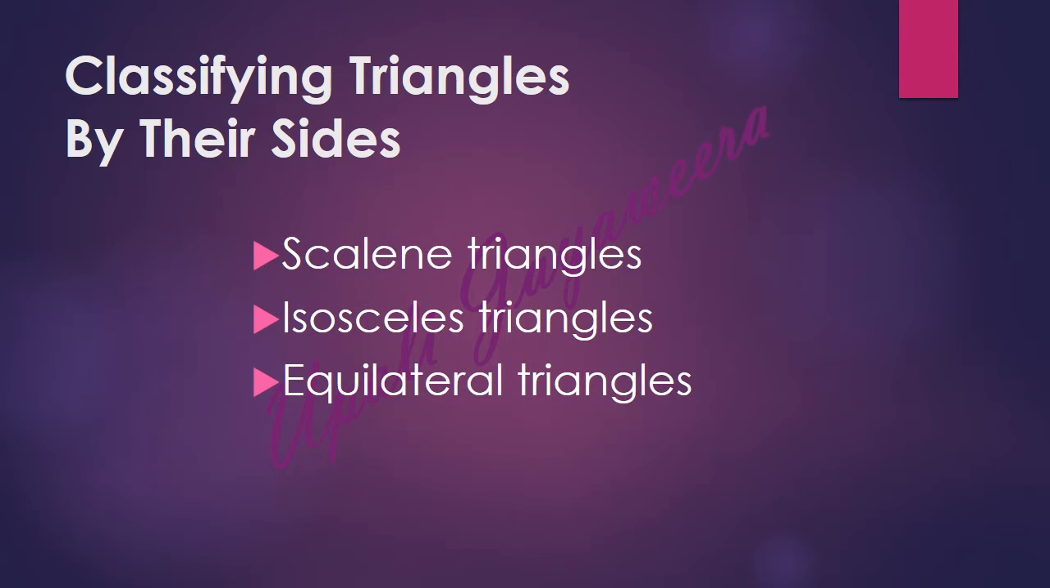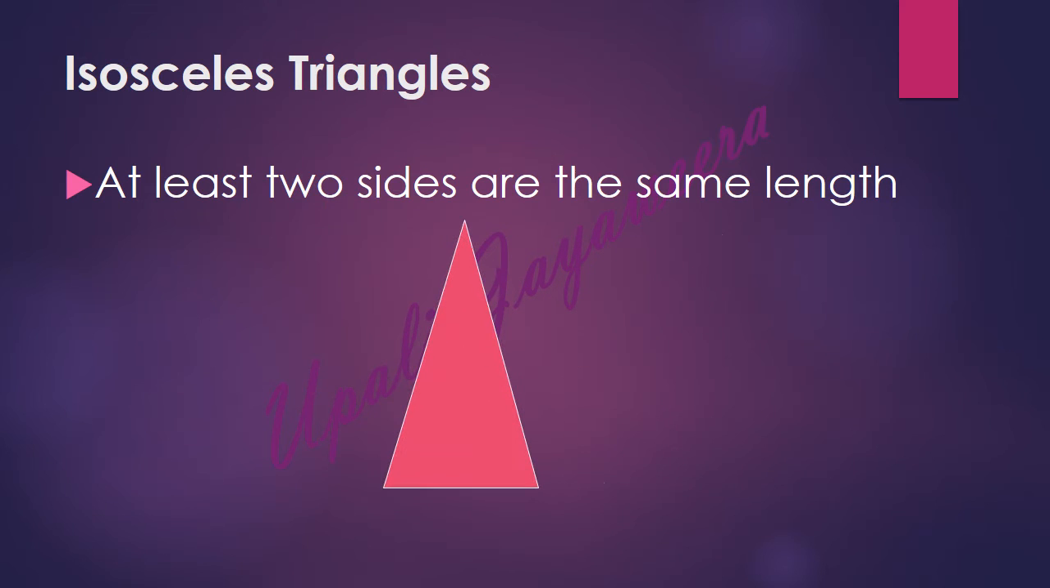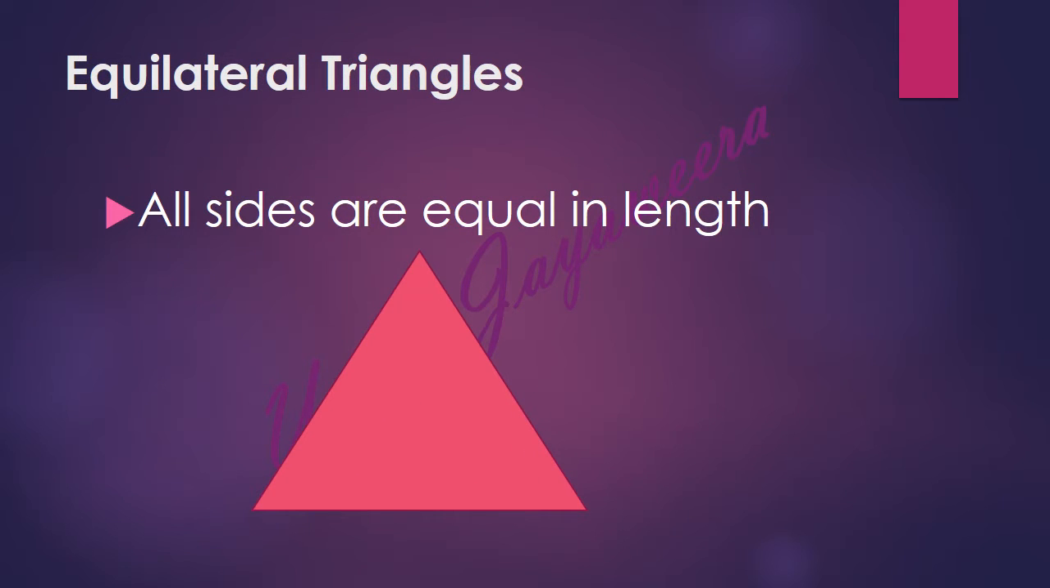Classifying triangles by their sides. By their sides, we can classify triangles into three types: scalene triangles, isosceles triangles, and equilateral triangles. Now we get scalene triangles. No sides are the same length. Isosceles triangles. At least two sides are the same in length. Then equilateral triangles, all sides are equal in length.